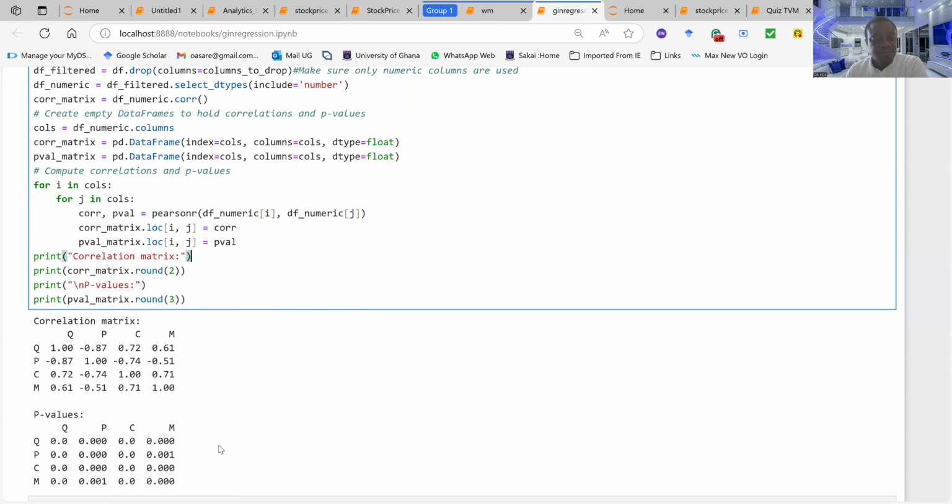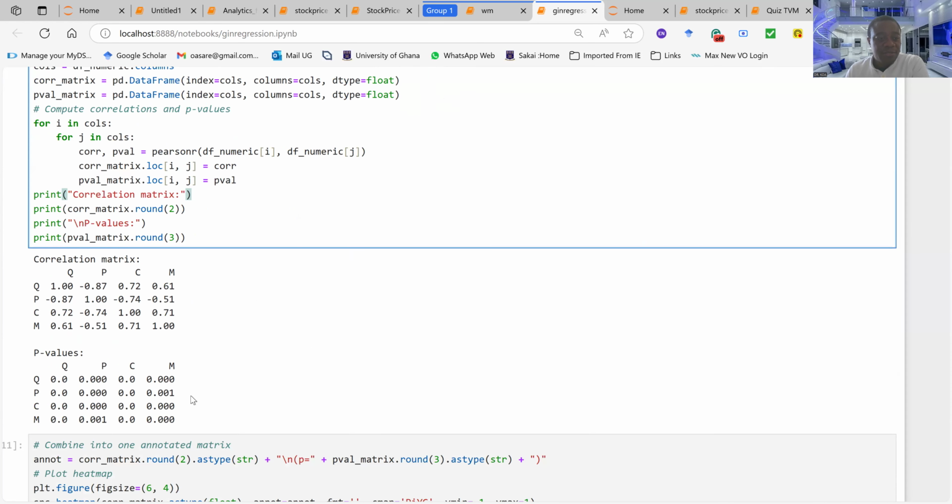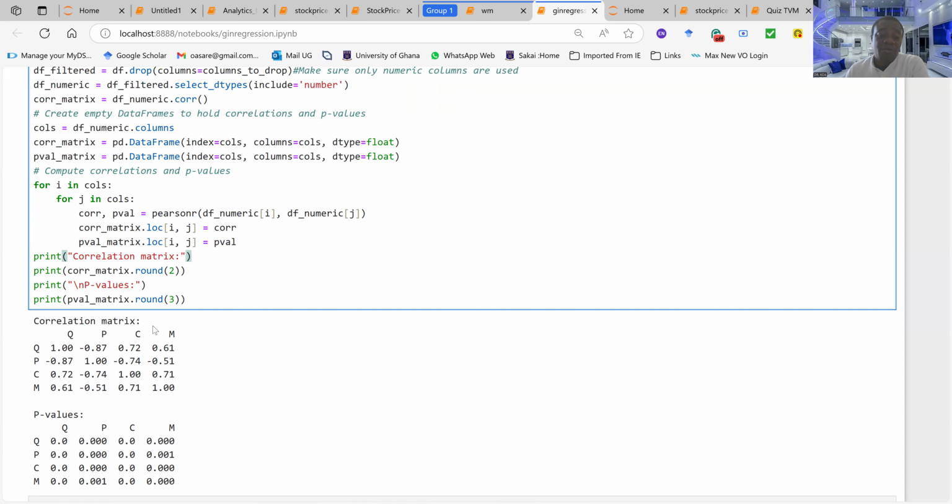Let's do that. And this is what you get. Okay, you should check yours to be sure that you are getting the result. Now you can see clearly from here that, oh, by the way, I indicated that I want the correlation in 2 decimal places. So this is 2 decimal places. But then the p-values, I indicated that I wanted it in 3 decimal places. There's a reason why.